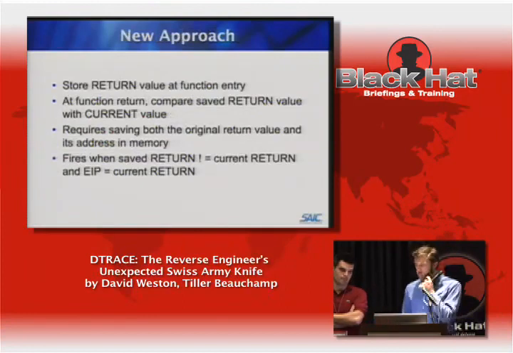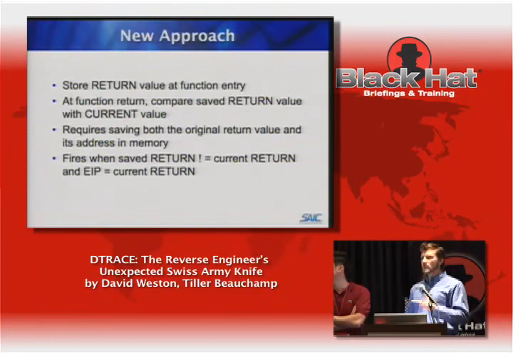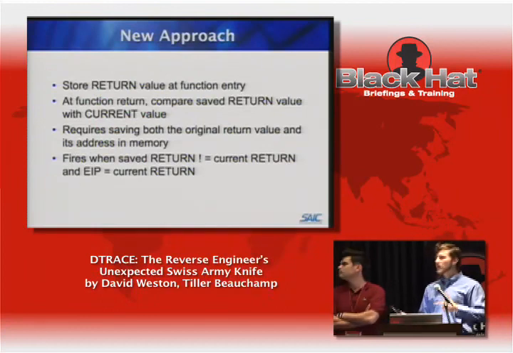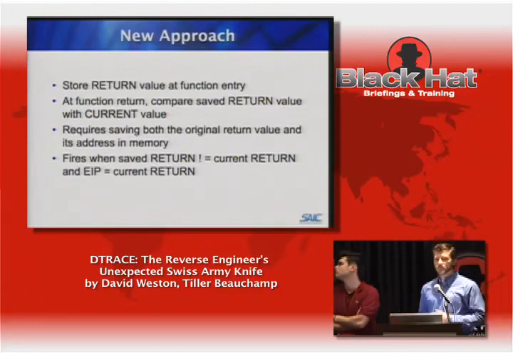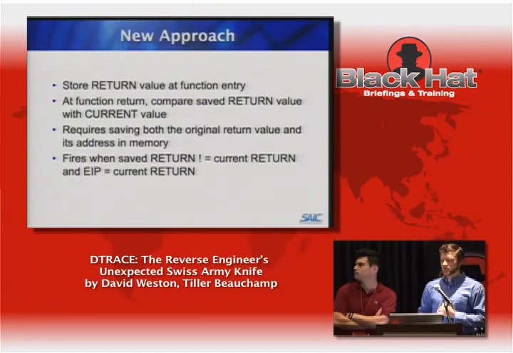So our new approach is to store the return value, store the address of the return value, and then at the function return point, look up that value again. So we're never checking the next instruction. We never check EIP. We just want to know if the value on the stack ever changed.